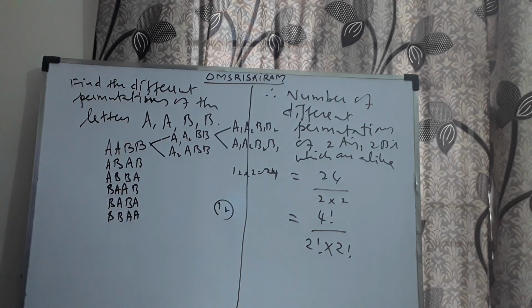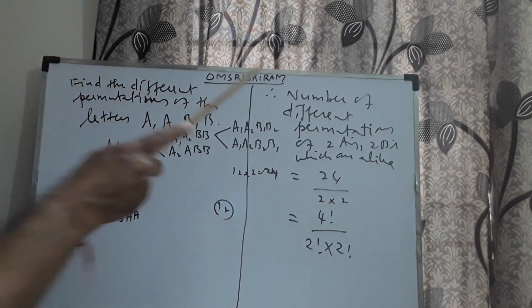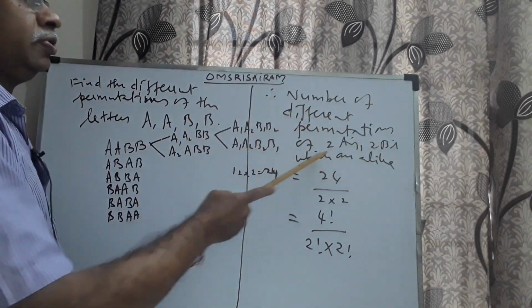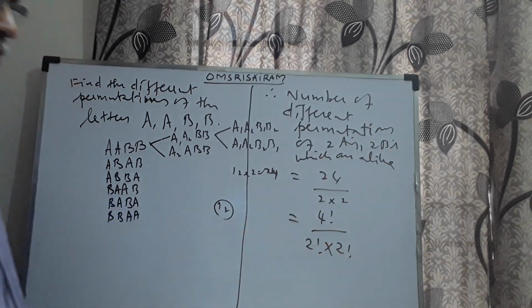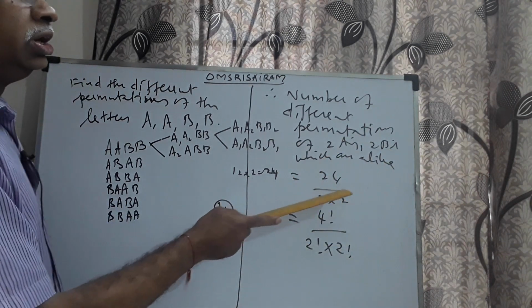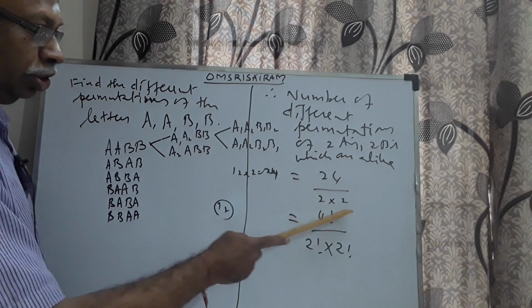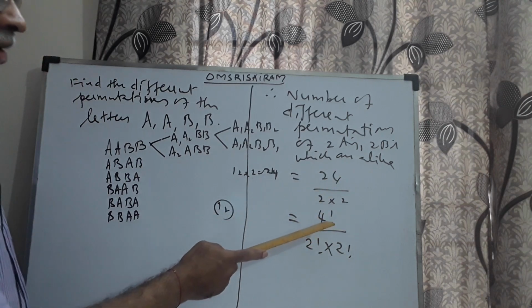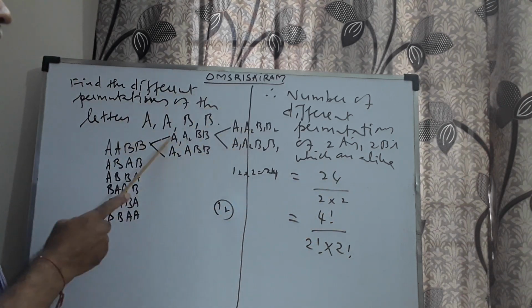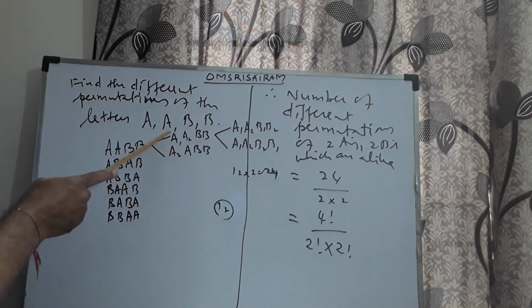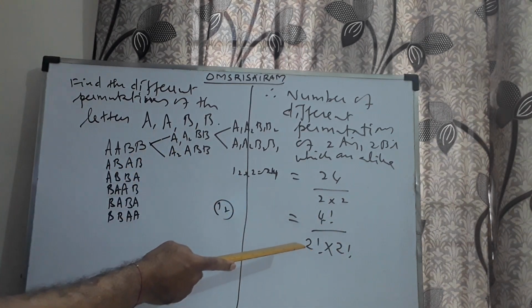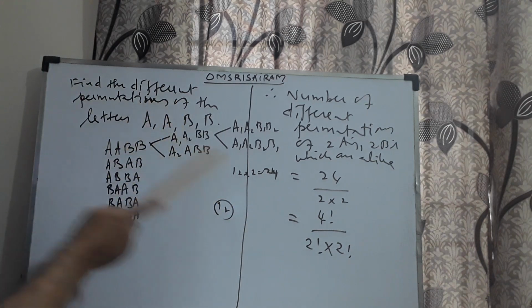All the four letters are distinct or different, whatever it may be. Therefore, the number of different permutations of two A's and two B's which are alike, two A's are alike, two B's are alike, if you want, you can write individually, is given by 24 by 2 into 2. This 24 is nothing but 4 factorial, the total number of letters being used, divided by 2 factorial, which is nothing but the ones which are alike.